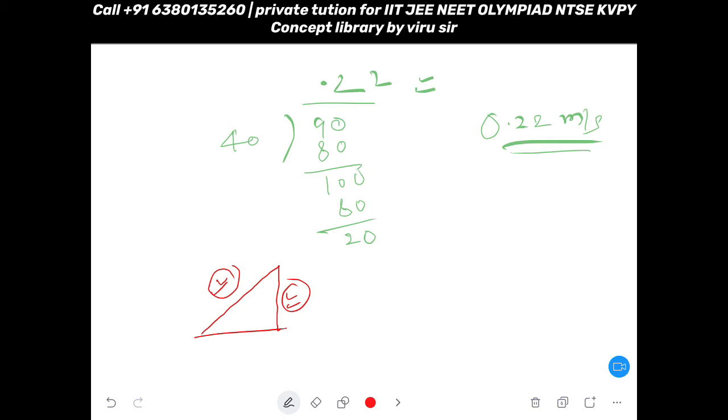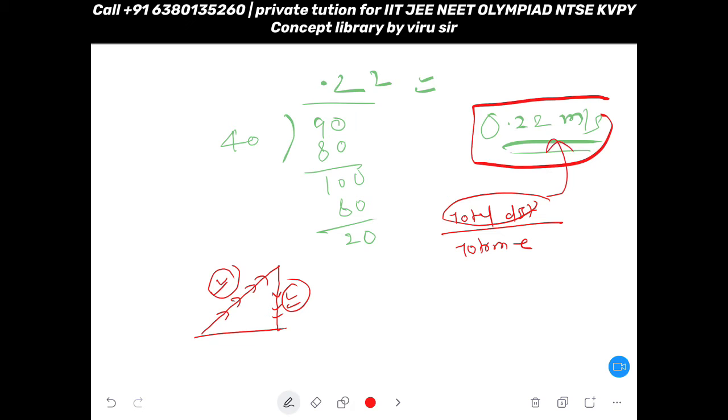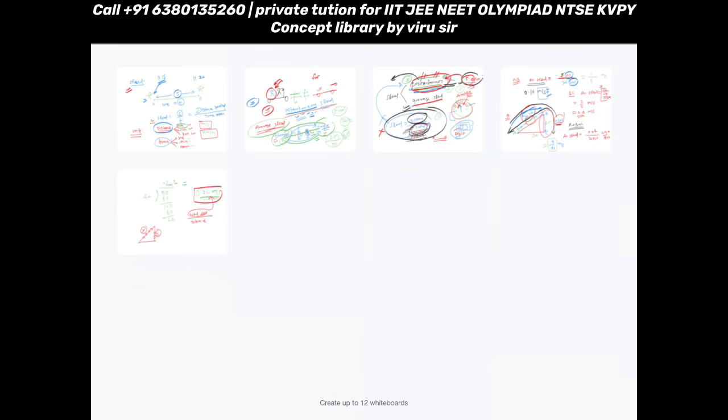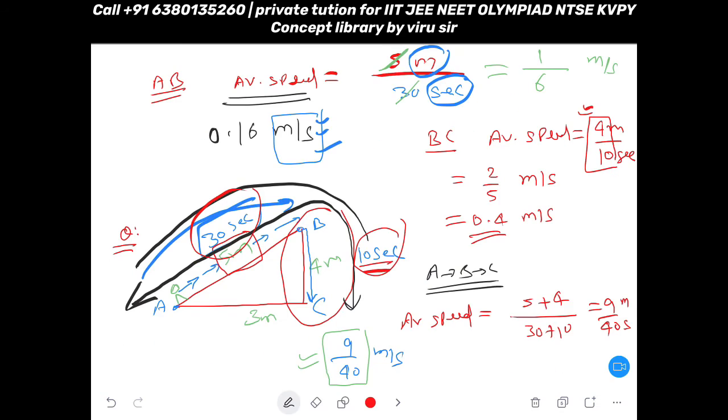The formula says total distance by total time. So total distance means you have to add this distance and then this distance. And of course, you can check what answer we are getting by using this technique, that is 0.22, and what answer you will get if you do it in this way.